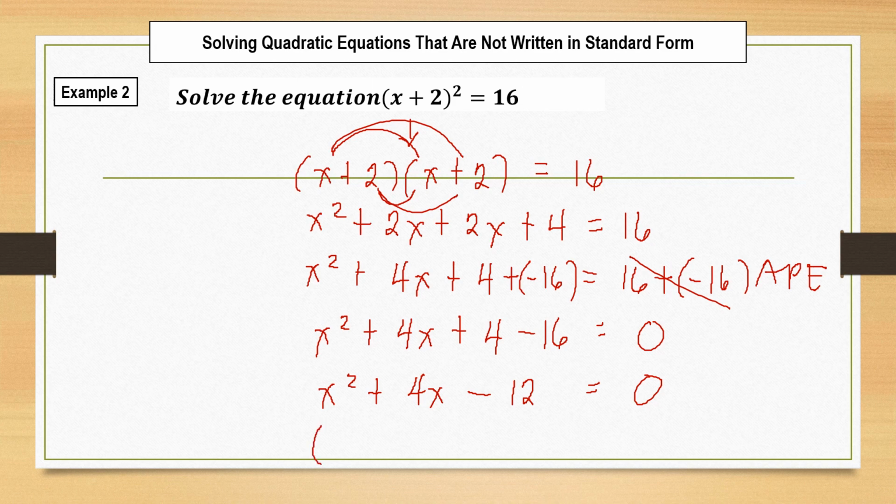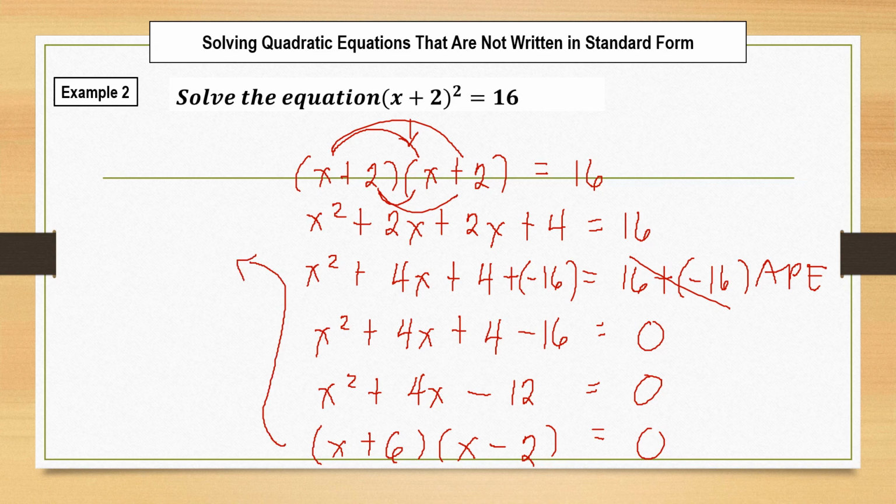Let's say you chose factoring. So you're going to have x. What are the factors of negative 12 that will give us positive 4 when added? That will be positive 6 and negative 2. Okay, let's continue here.